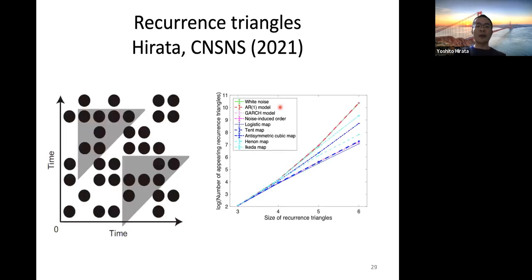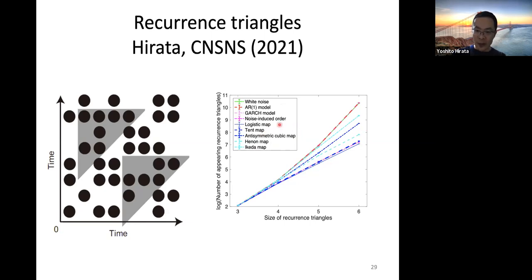We also see the numerical results. I show the tendency of the growth speed of the appearing recurrence triangles. This result looks similar to the previous one for the permutation, but the difference is the time series length. Now the length of the time series is 10,000, quite shorter than in the case of the permutation. For deterministic systems like the logistic map, tent map, antisymmetric cubic map, NO map, and Ikeda map, the number of appearing patterns tends to increase exponentially.